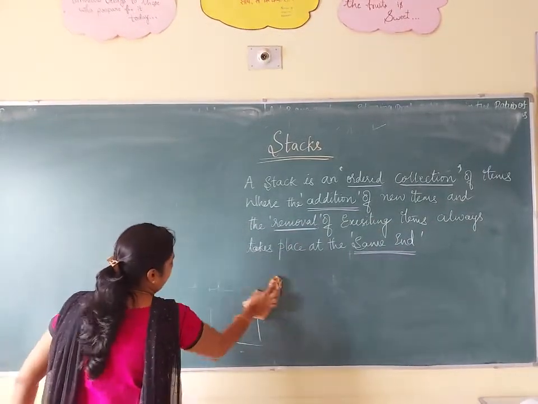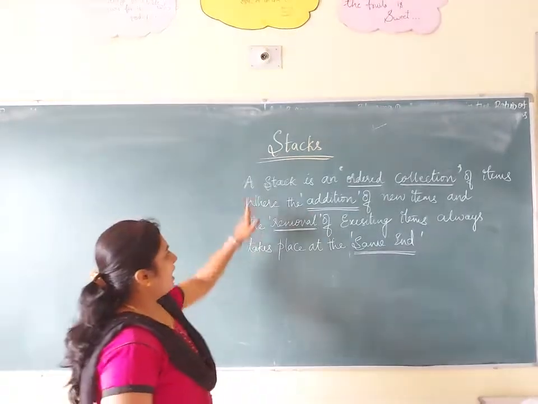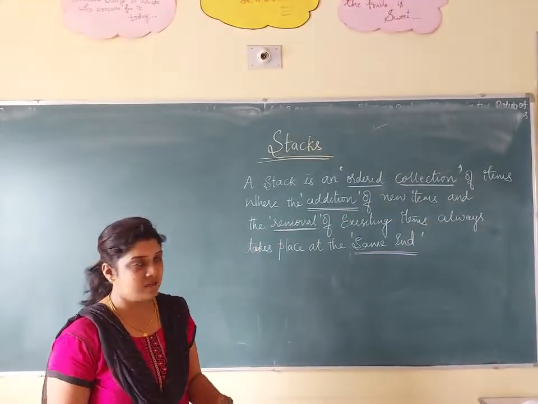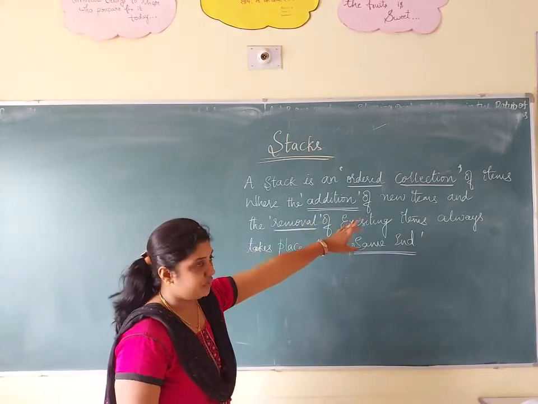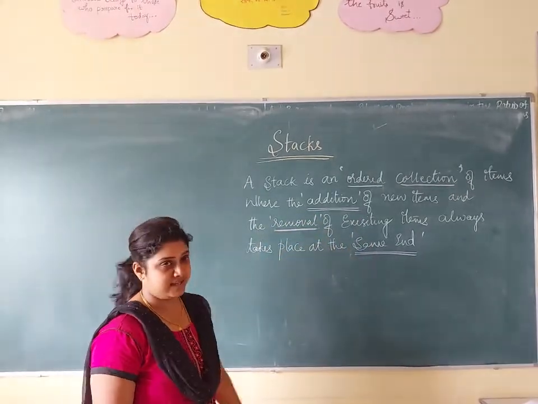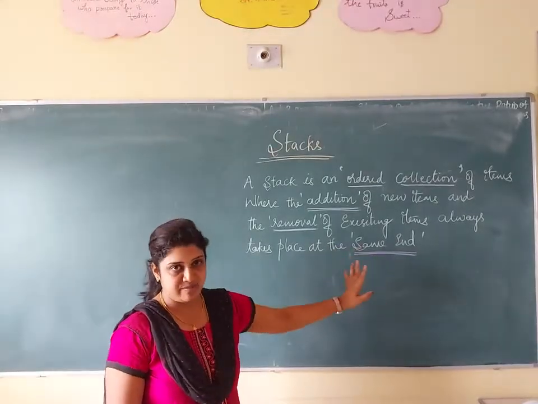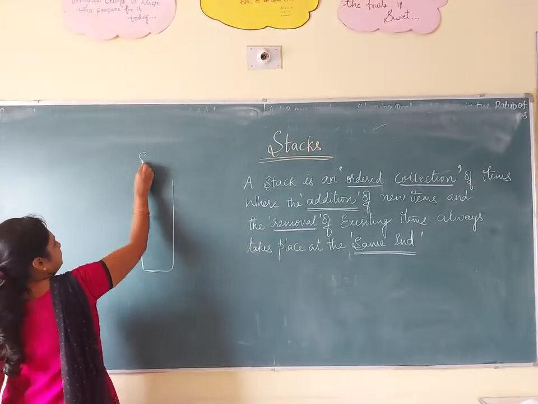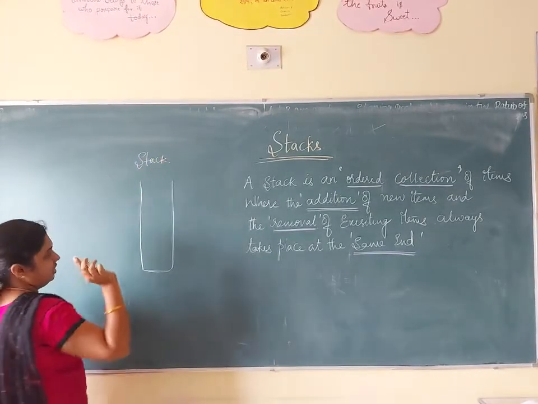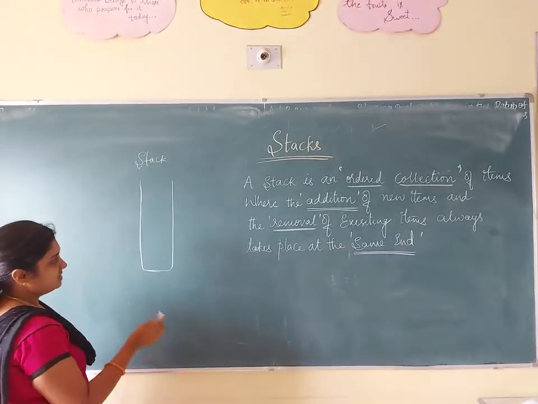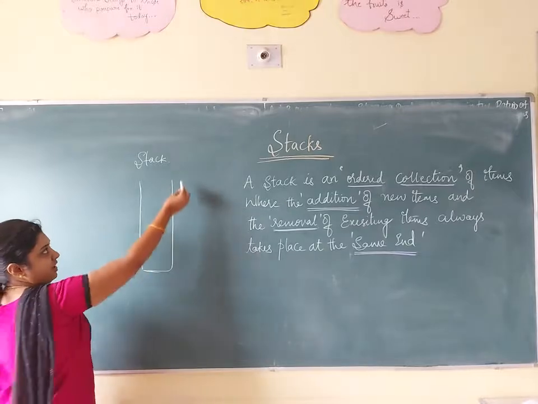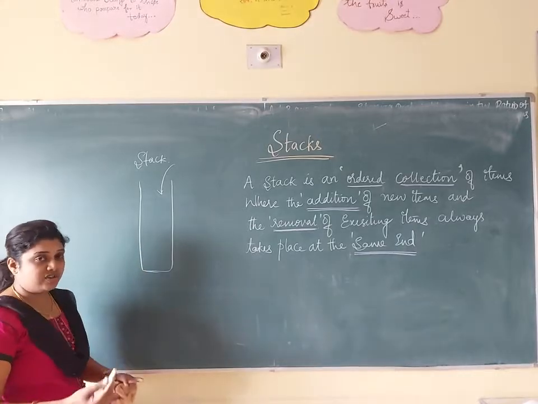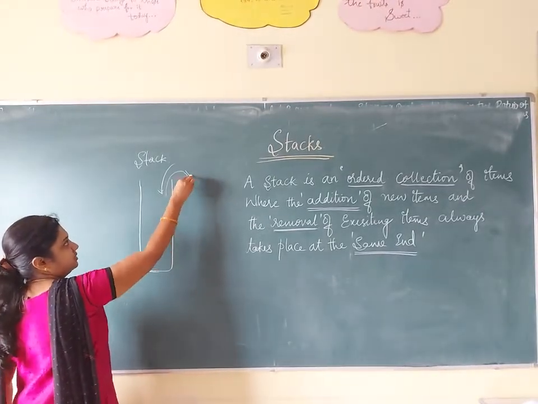Now we'll move on to the definition. A stack is an ordered collection of items. Items means elements, where the addition of new items and the removal of existing items always takes place at the same end. Consider this is the stack memory location. If I want to insert an element, from this end you have to insert. From this end I am inserting an item. If I want to delete, by using the same end you have to delete.